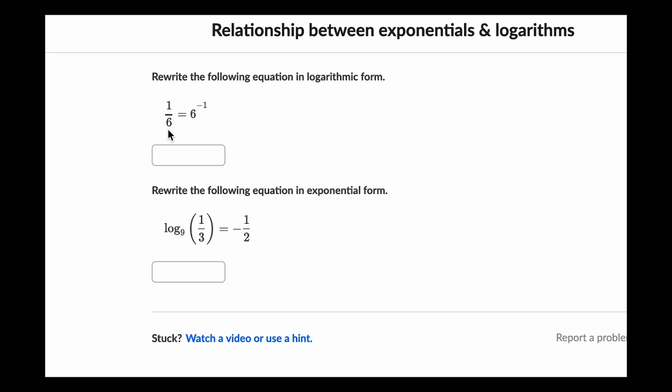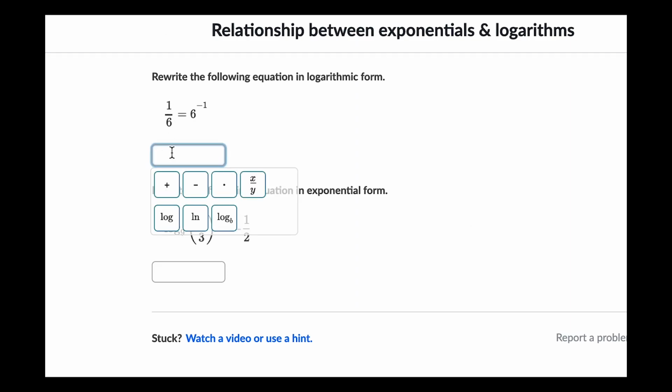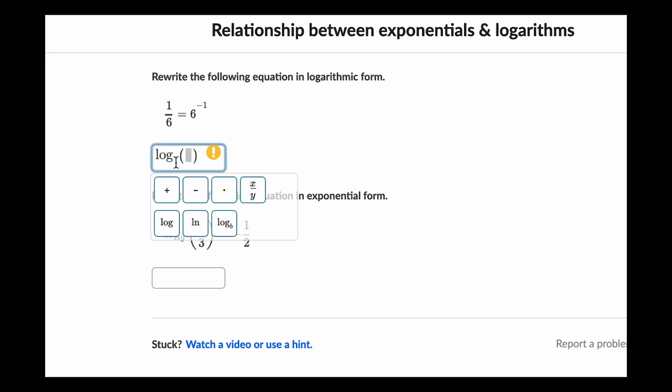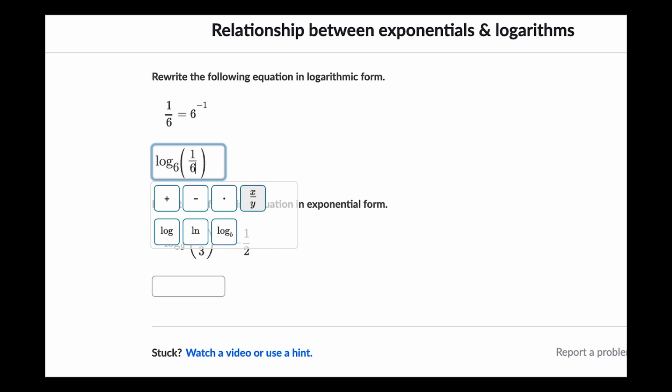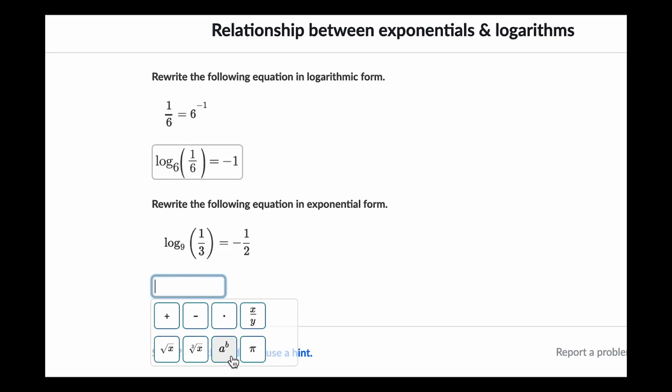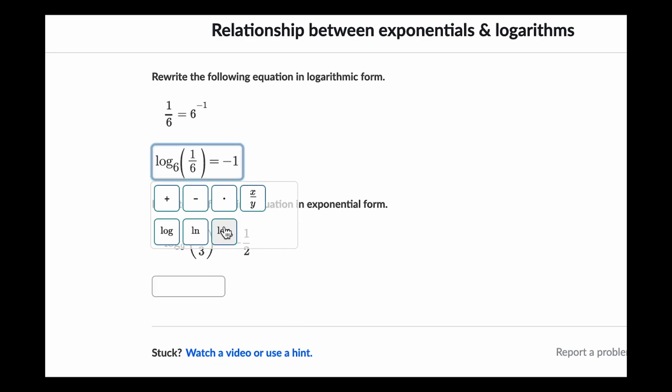I'm going to show you how to type this answer in on Khan Academy. We have 1/6 equals 6 to the negative 1st power. When you click on the box to type your answer, you're going to see log base b. You want to press this button. Now first you'll type the subscript, which is your base. In this case, it is 6. Inside the parentheses, you want to put your answer, and you can press the fraction button, 1/6, and set that equal to the answer, which is your exponent, and that's -1. So yeah, you're using log base b when you're writing it in logarithmic form.